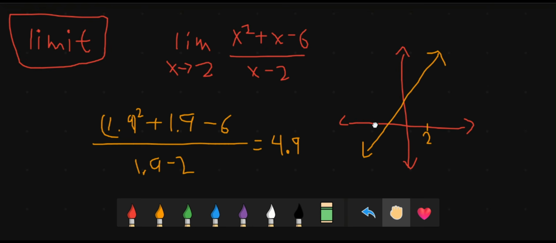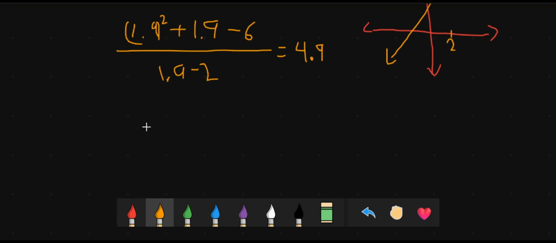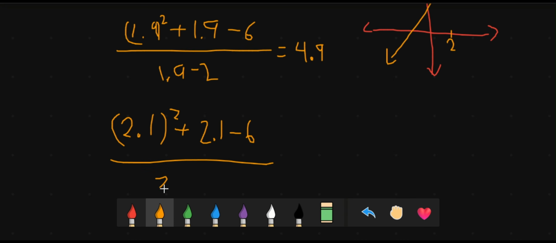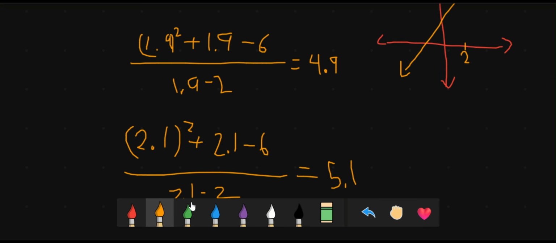What if we take a value slightly to the right? Let's see, 2.1. That's slightly more than 2, right? So we should be able to get some good intuition on what it should be from this. So we get 2.1 minus 2, and this is equal to 5.1. Huh, notice something? When we started coming in from the left, we got 4.9.